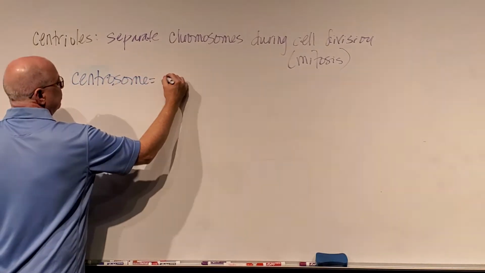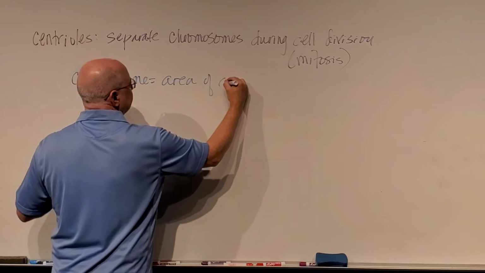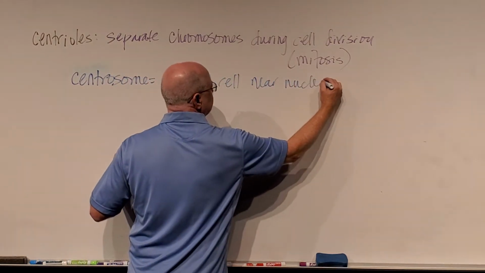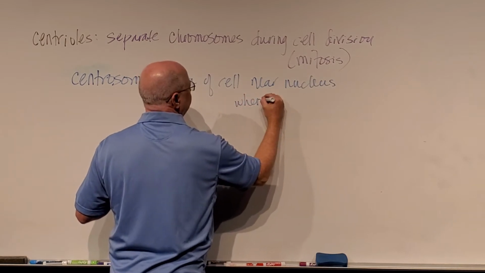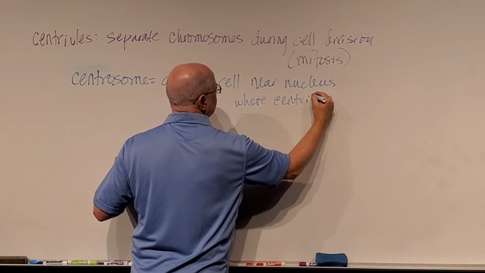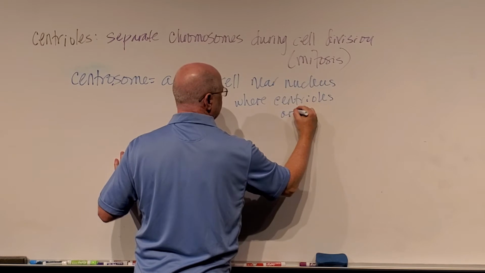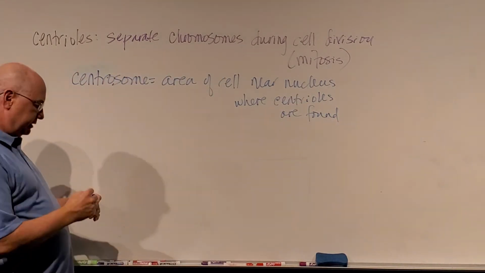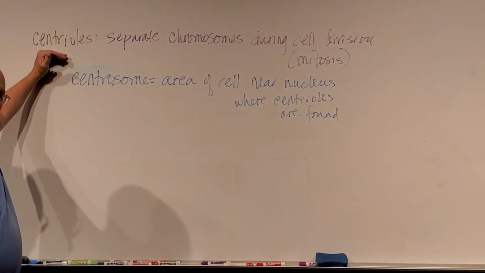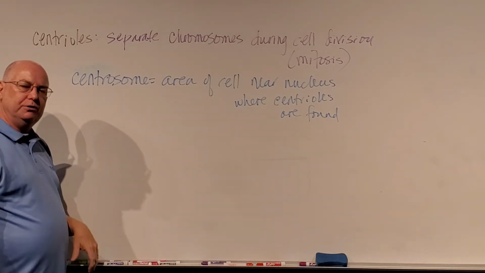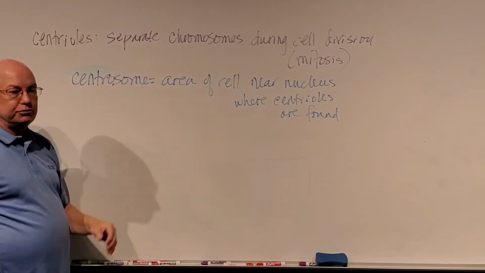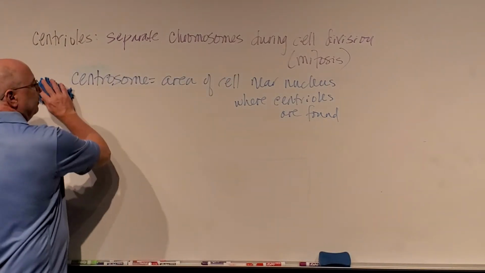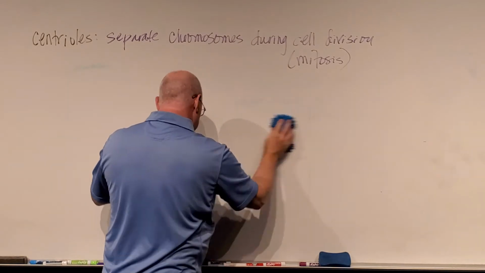The centrosome is an area of the cell near the nucleus, usually, where centrioles are found. So they always make a big deal about the centrosome in the book, but I don't really make a big deal about it. I'm more interested in the centrioles themselves. Two small tubular proteins that separate chromosomes during cell division. Okay? So now, we can erase the centrosome. We've talked about it. I'm not interested in it.